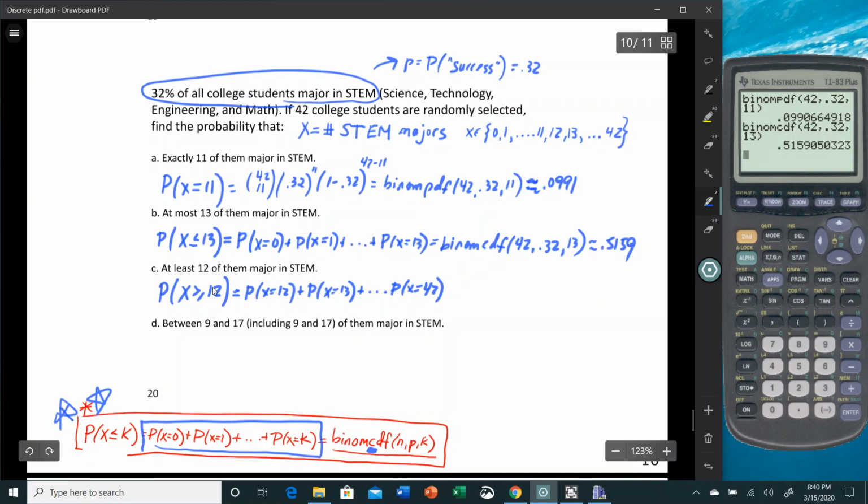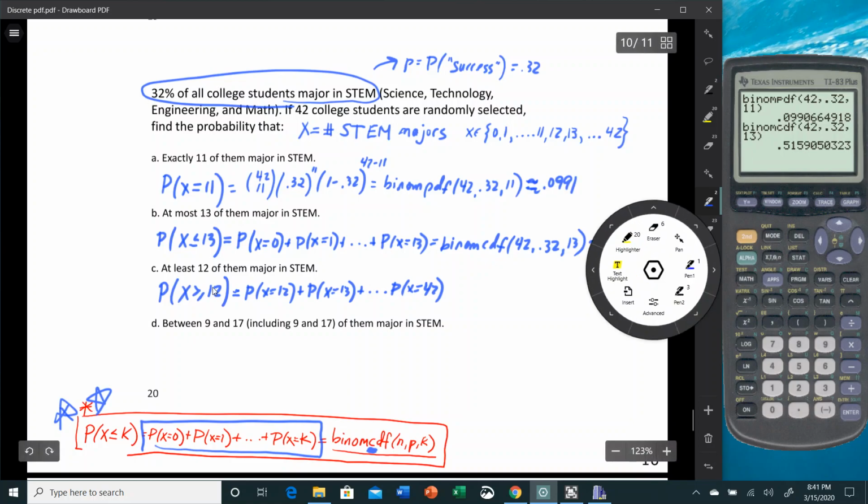We could add those up, but it would be a nuisance to do that. Alternatively, we could use the complement, and that's what we would do in this case, because rather than add the probabilities from 12 to 42, which is an awful lot of times to use the binomial PDF, we can use the complement and use the CDF. Now, bear in mind, the cumulative distribution function starts at 0.